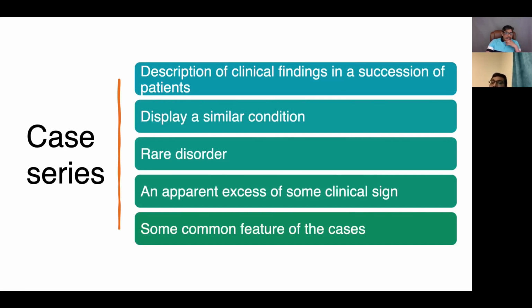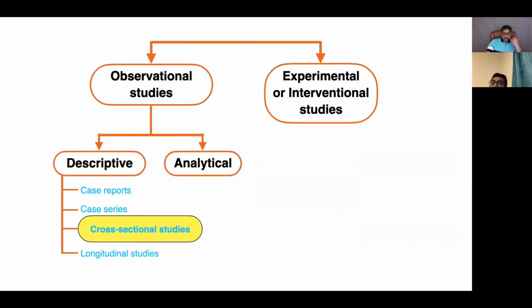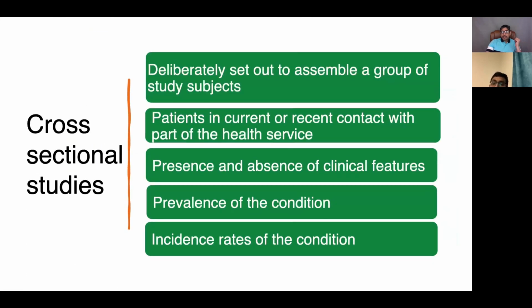So case series is a combination of rare case reports. The next descriptive studies are cross-sectional studies, where similar subjects display a similar condition, or a group of subjects of similar age or similar disease pattern. For example, 18 years old, 60 years old.